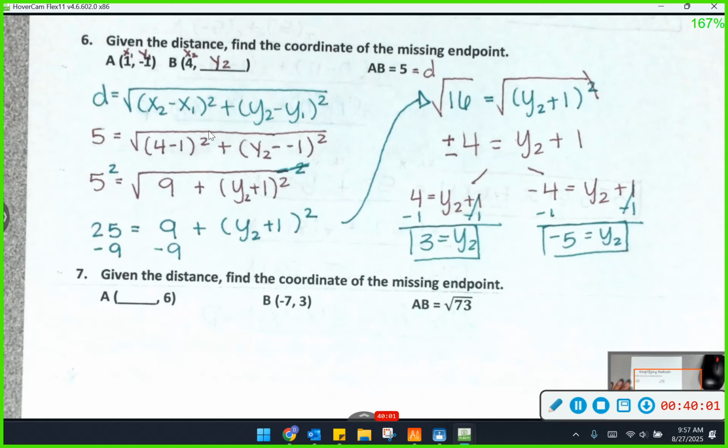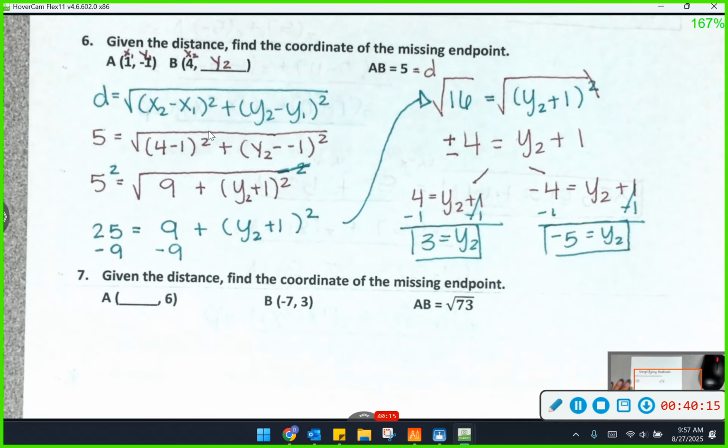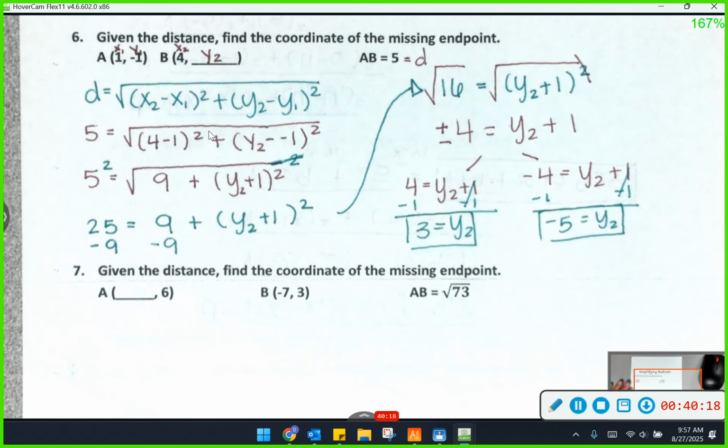So could you have done this just by guessing and checking and plugging in numbers? Sure. Are you going to have time for that and get full credit for that? Depends on how good your guessing is. I mean, you're just a bad guesser. How are you a bad guesser?